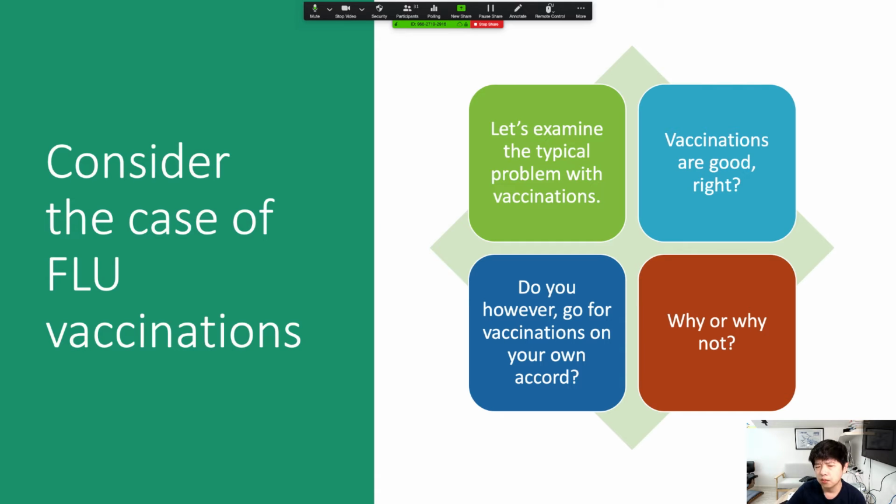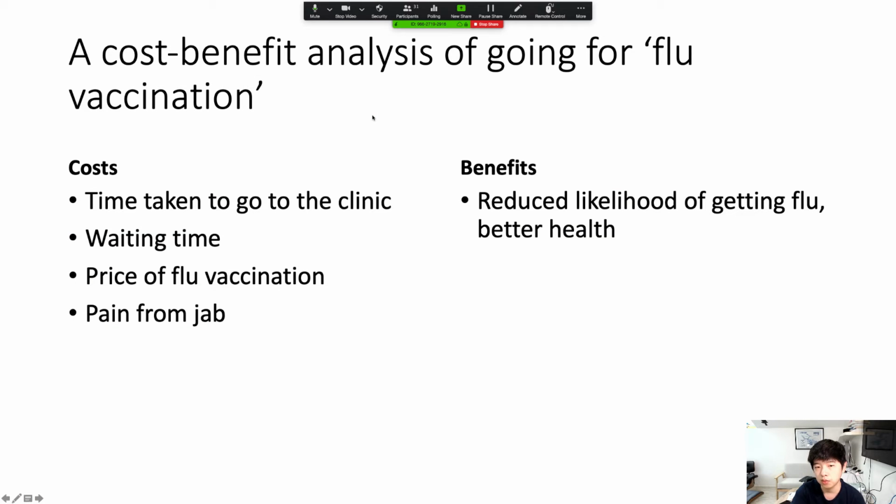So you probably don't go for flu vaccinations on your own accord, because just now I saw only a couple of hands raised for flu vaccinations. Let's examine why people don't quite go for flu vaccination. It's actually part of this decision-making framework that we all participate in on an almost daily basis when we decide to do something.